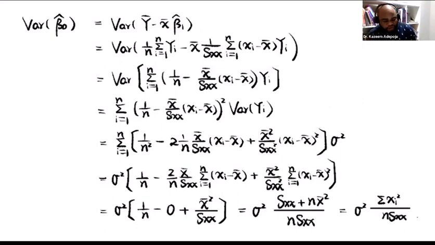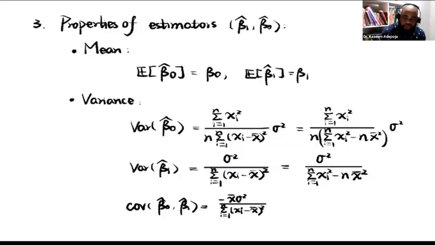Okay, now we're actually going to go a little bit mathematical. I just want to show you how we derive the variance of beta naught cap. Okay, now of course, the beta naught cap.